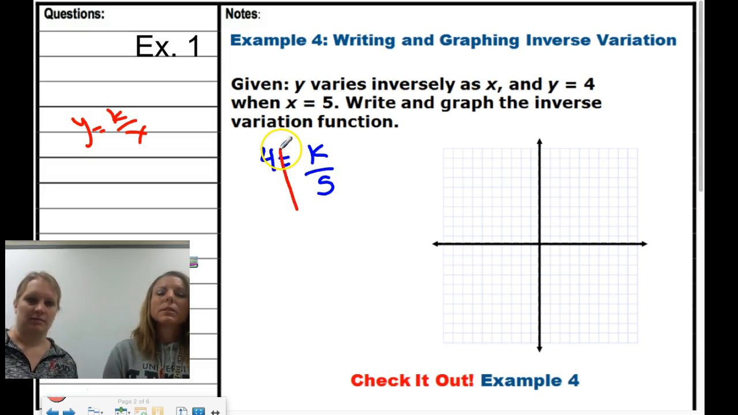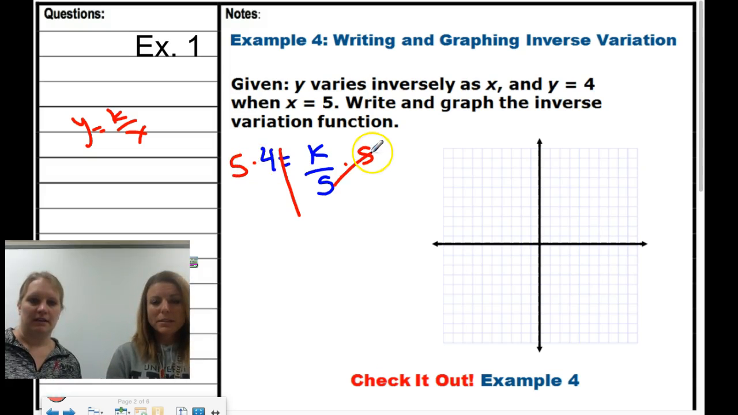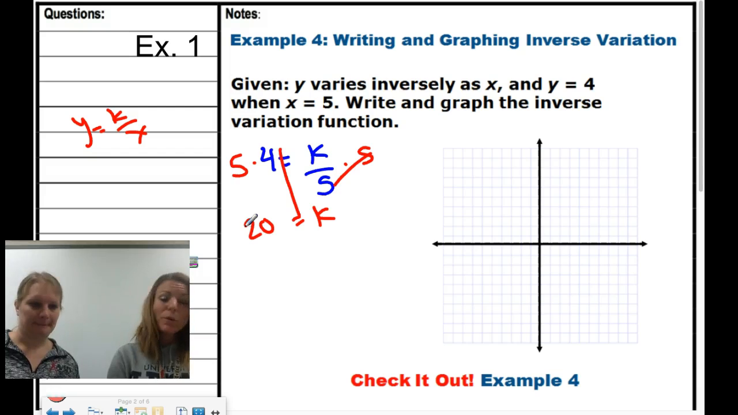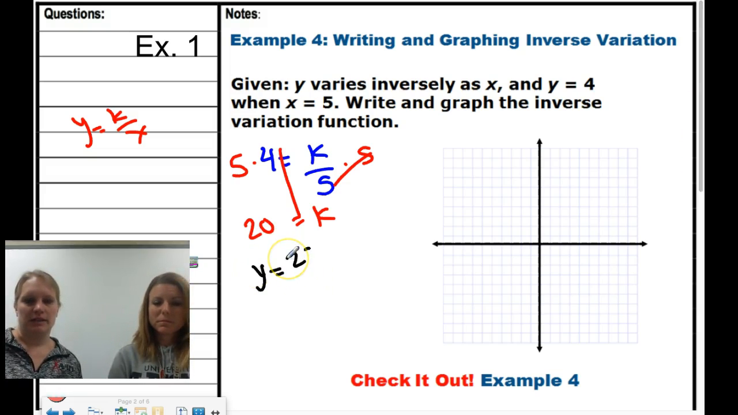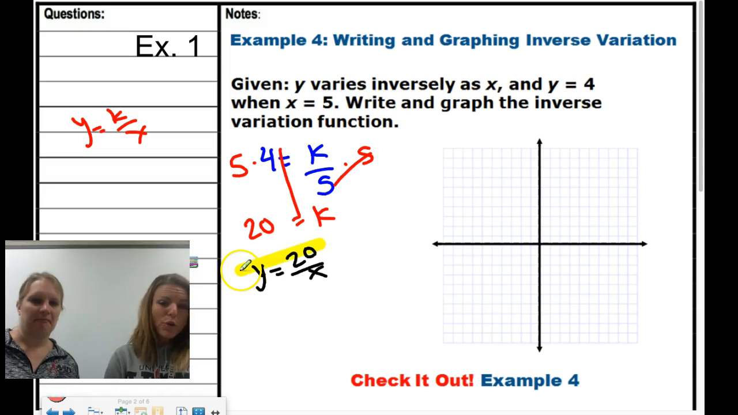Multiply both sides by 5, and we get 20 equals k. So we know our k now. Now we plug that back into our original function, so we get y equals 20 over x. That's our answer. So let's circle that, or highlight it.